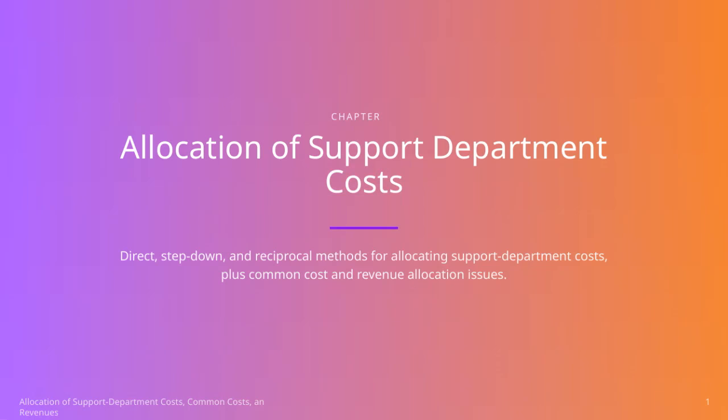Welcome to Chapter 16, where we'll focus on how to allocate support department costs effectively. In this chapter, we'll explore three main methods: the direct method, the step-down method, and the reciprocal method. Each of these approaches has its own way of distributing costs from support departments to operating departments.